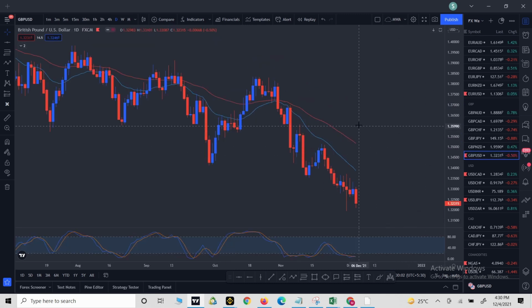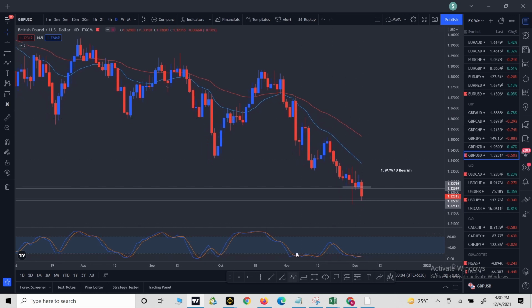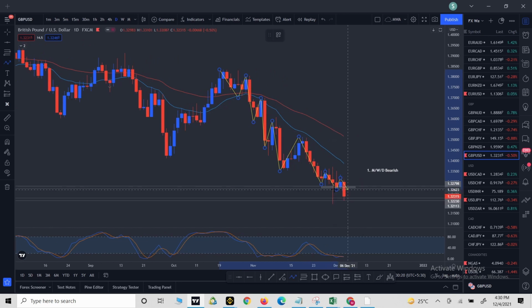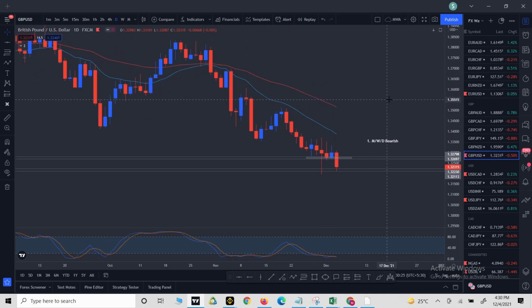Next, let's talk about GBPUSD. Starting from here, we have a low, lower high, lower low, lower high, lower low, lower high, lower low, and now we can see that price broke and closed below the previous support. So we are making lower lows and lower highs, so we are bearish.